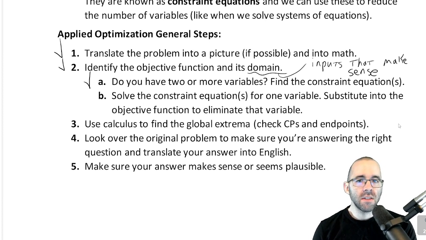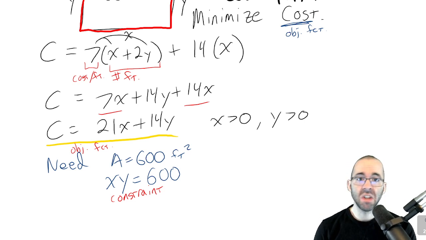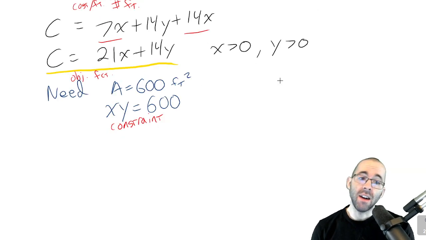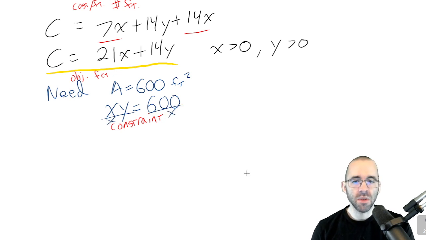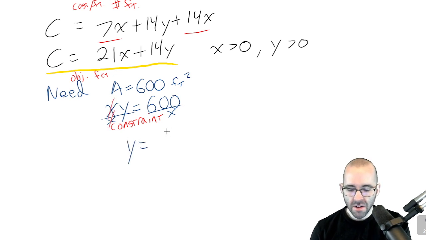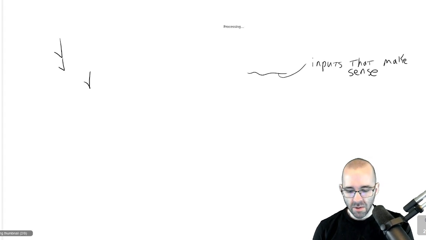Now 2B says solve the constraint equation for one variable. Substitute into the objective function. So do you want to solve this for x or y? Doesn't matter. It'll look different, but it doesn't matter. I like solving things for y most of the time, but it's up to you. So to solve this for y, we have to get y by itself. Let's divide both sides by x. The left-hand side cancels and y is by itself. The right-hand side is 600 over x.